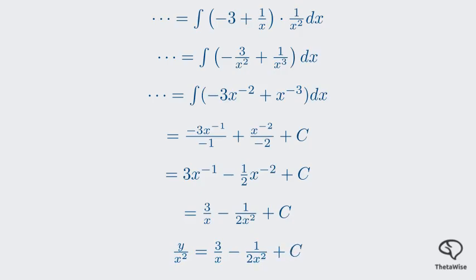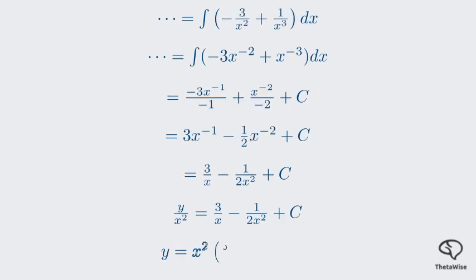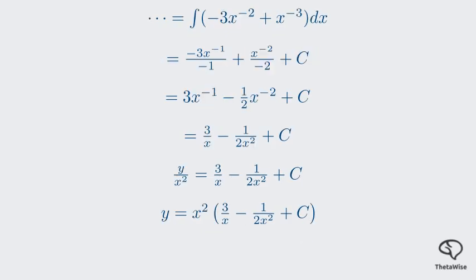The final step is to solve for y. We do this by multiplying both sides by x squared. Multiplying gives us y equals x squared times the entire right-hand side in parentheses. Distributing the x squared, we get y equals 3x minus 1/2 plus c times x squared. And this is our final answer.